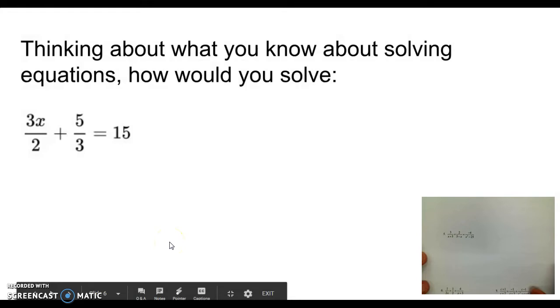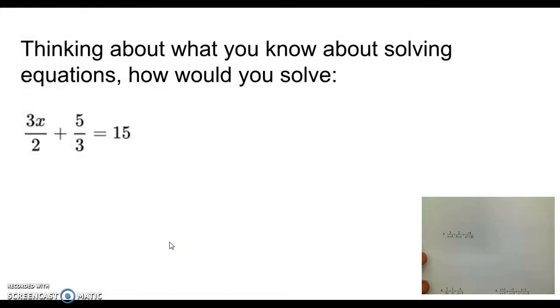Thinking about what you know about solving equations, what would you do to solve 3x over 2 plus 5 over 3 equals 15? What we've done in the past is we recognize that we'd like to not have to solve equations that have variables in them, so we've gone ahead and multiplied through by a common denominator to eliminate the fractions. Let's take a look at what that would look like in an example problem.